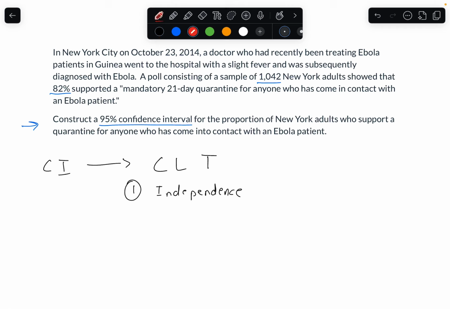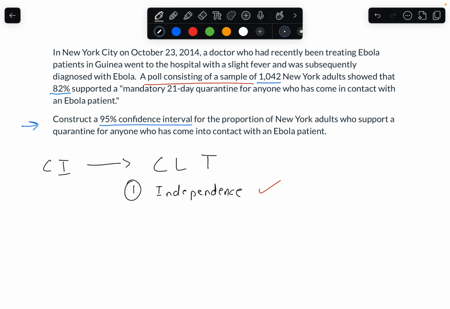We've said before that we're going to use random sampling as sort of a proxy, as sort of a stand-in for that. Here in this case, we've got a poll consisting of a sample of 1,042. I'm going to assume that this is random sampling. This is generally not something that I'm going to try and trick you on and say, haha, I didn't have independent sampling. In this case, we can go ahead and assume that it's independent sampling.